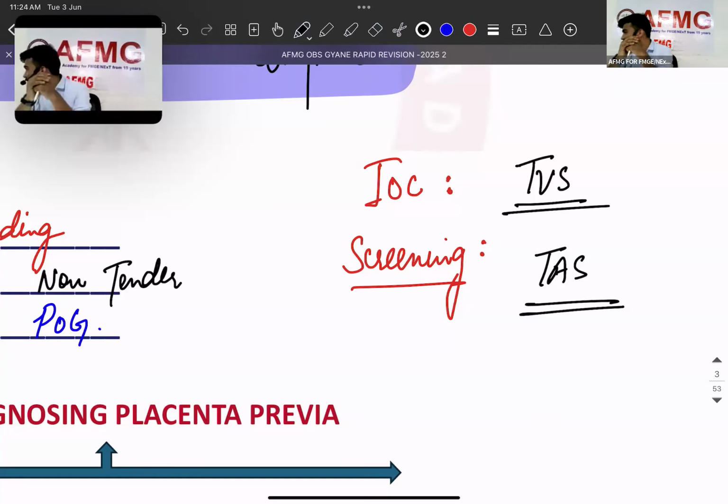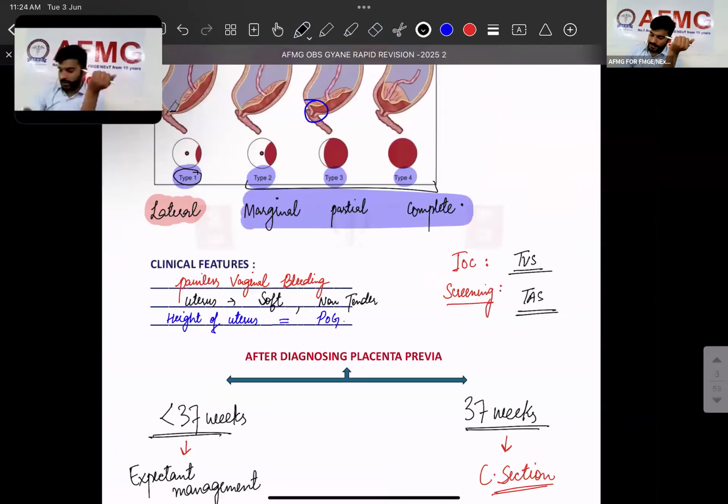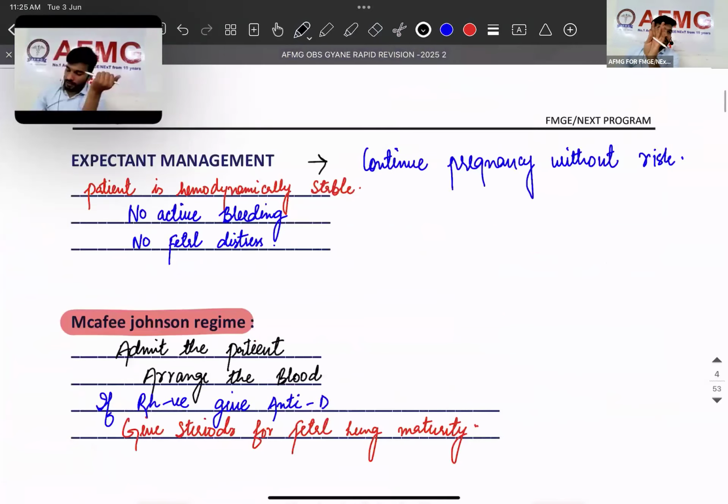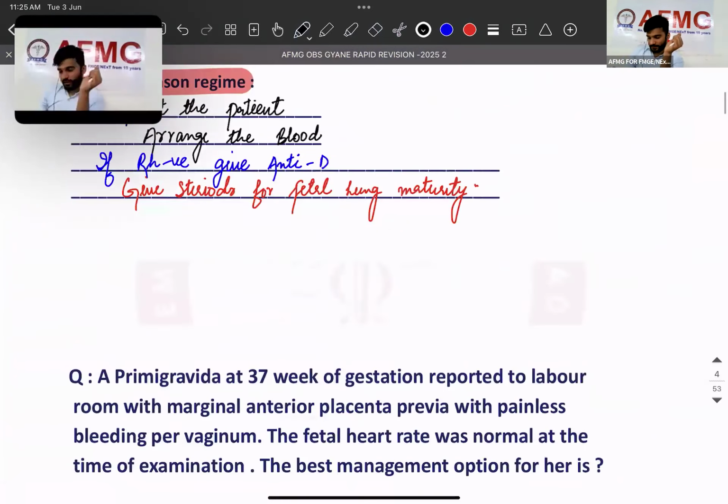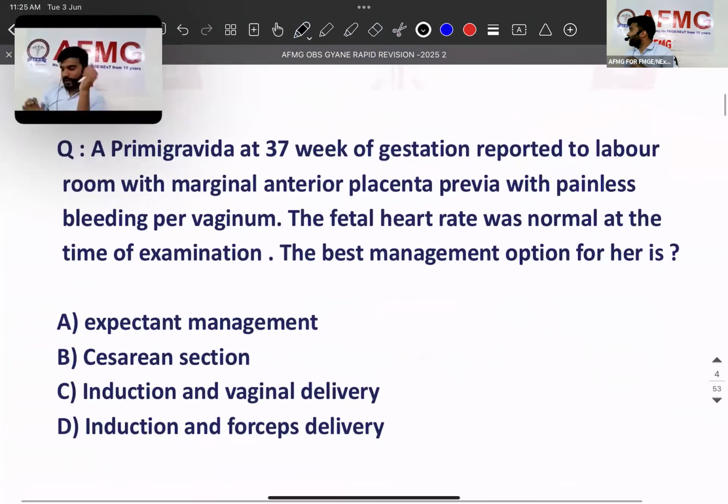Invasive procedures, yes or no? Conditions apply. So that was all about placenta previa. Is that clear? Is the speed okay? A little bit, I will increase it. Now tell me the answer of this particular question.